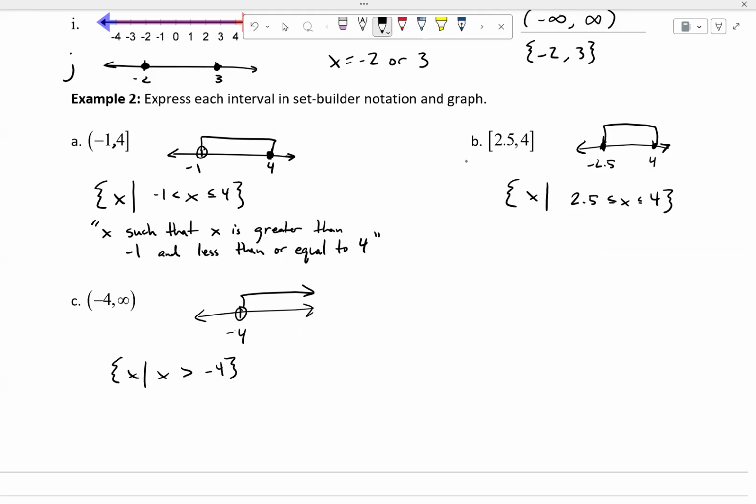No? Oh, do I need to say less than infinity? It's implied. If I say x is greater than -4, that means it's going off. Oh, thank you for pointing that out.